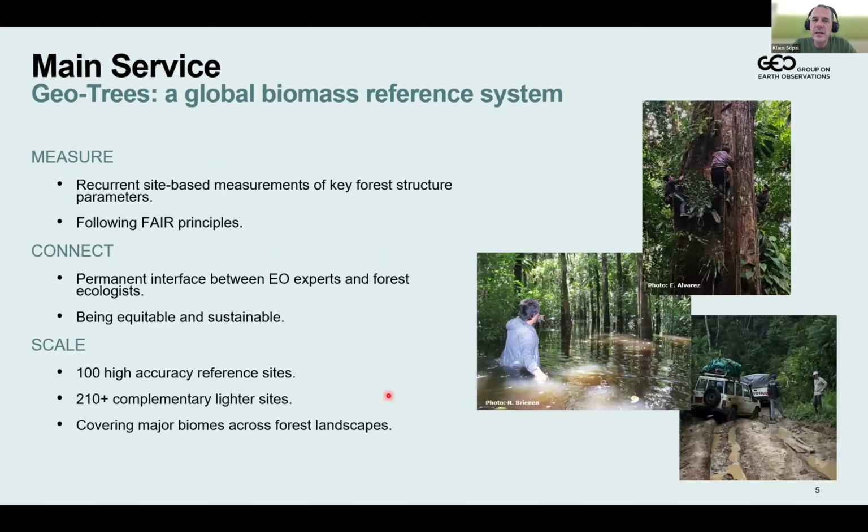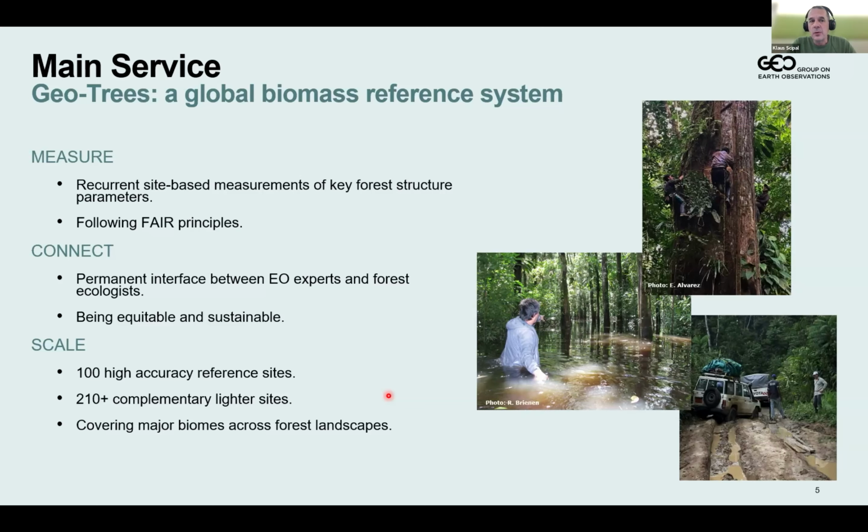Now, what are the main services we want to establish? First of all, we want to measure forest structure on the ground. This should be based on recurrent site-based measurements of key forest structure parameters, and it should follow a FAIR principle. These measurements exist, they've been taken in the past, but a lot of them are not openly available. They are also not stored in a way that we can easily access them and use them in Earth observation. For example, a lot of these plots that are measured on the ground don't have geographic coordinates. So for Earth observation, they're pretty much not usable.